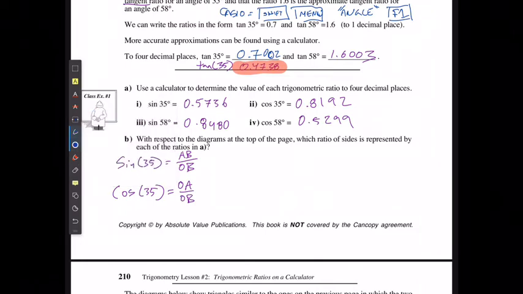If I'm looking at the 58-degree ones, sine of 58 would be the side lengths of AB divided by OB, and cos of 58 would be the side lengths OA divided by OB in the second picture.